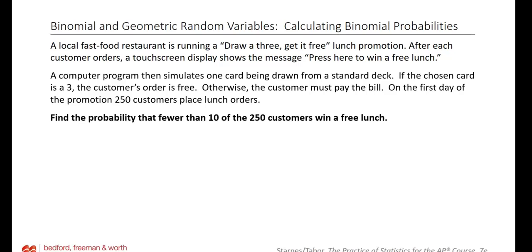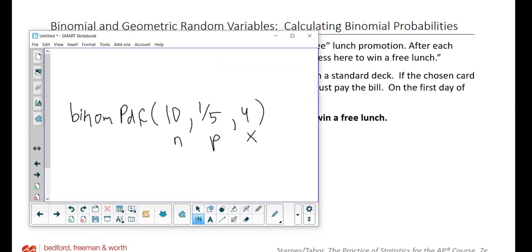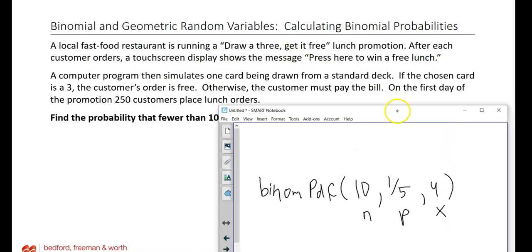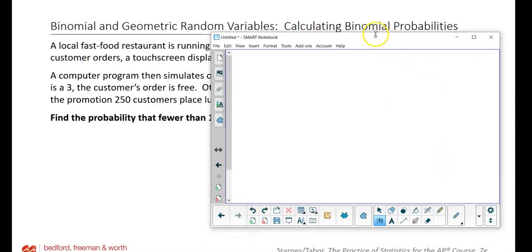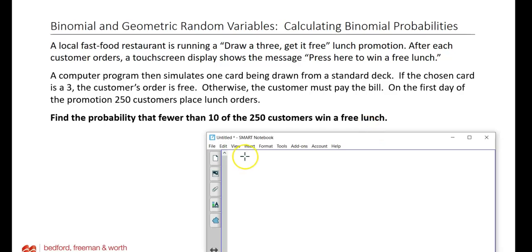So you could do it a couple different ways here, right? If you're working on this, you could say, let me just get that out of the way. I like to label the variables. So n is 250, I guess. Probability of success is 1 out of 13, or you could write 4 out of 52. And then x, the number you want, x seems to be 10. We want to get exactly 10.